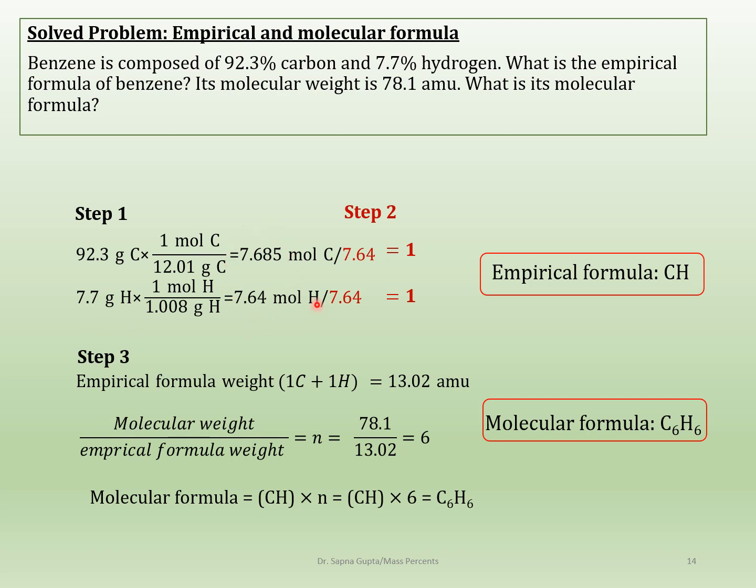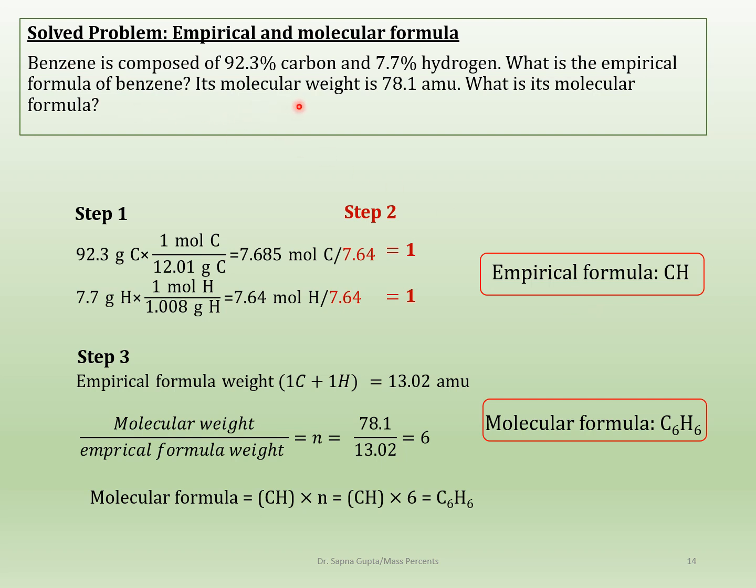Once you have that, here I've done step 2 in a very shortcut kind of way, and you can do that as well, because what you have to do in the second step is divide by the smaller number. The smaller number here is 7.64. So you divide both of these by 7.64 and you get 1 and 1. So no rounding off is necessary here. So the empirical formula is then CH. Okay, so one part done.